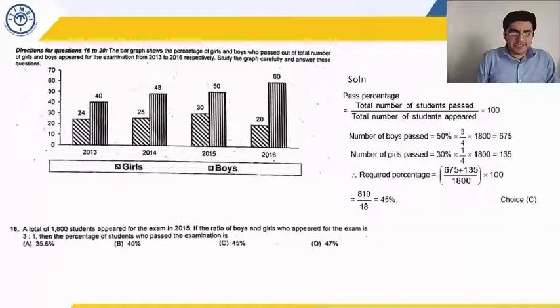We have some ratios and from that we get the total number of boys and the total number of girls. We have the percentage of each that passed. 50% of the boys passed, 30% of the girls passed. So we get the number of boys who passed and the number of girls who passed. And so we get the required percentage. Total passed divided by total students into 100.